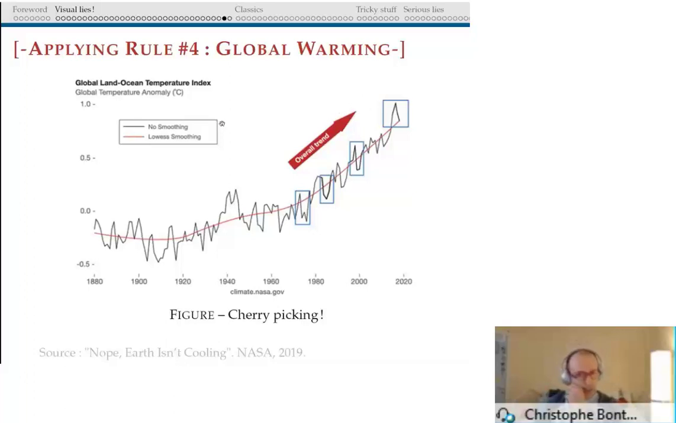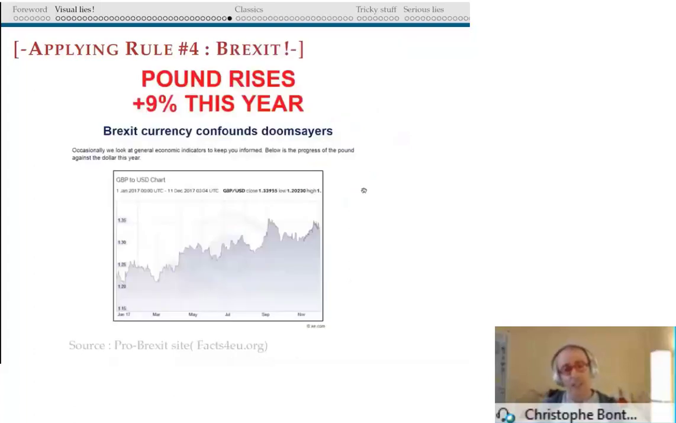More subtle things, for example. I found this one very funny, especially today, and especially presenting it at the Bank of Portugal. This has been found on a pro-Brexit site. They say, okay, the pound rose 9% this year. The year was 1917. So remember the decision we're taking in 1960. And you see, oh yes, the trend is increasing.